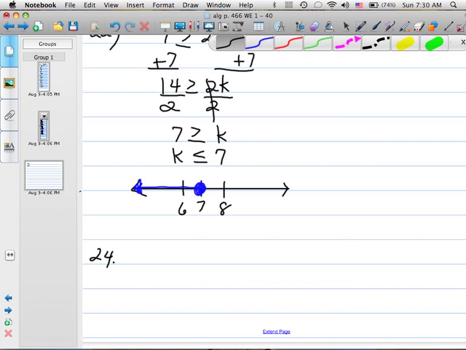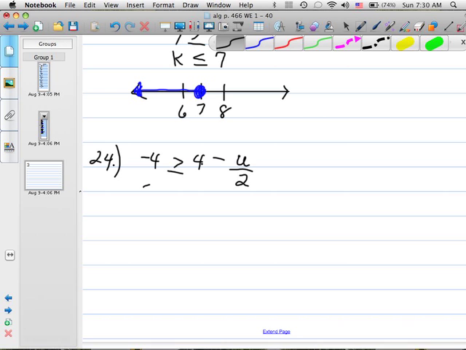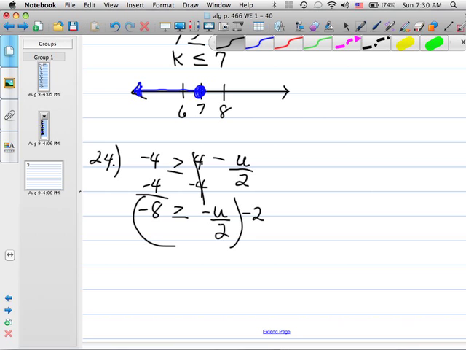Problem number 24. I have negative 4 is greater than or equal to 4 minus u over 2. First step is to get rid of the 4, so we're going to subtract 4 from both sides. So we have negative 8 is greater than or equal to negative u over 2. Now to get rid of the negative sign and 2, I can multiply both sides by negative 2. So I get 16, and this turns into less than or equal to u. Rewriting it to graph it correctly, u is greater than or equal to 16.